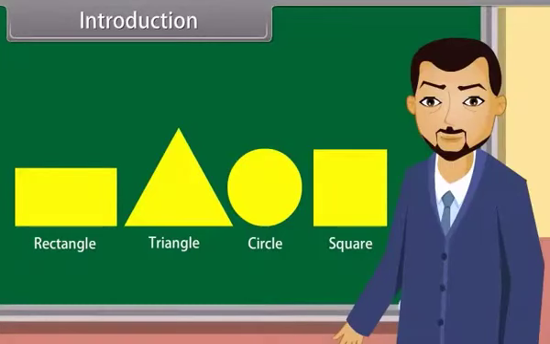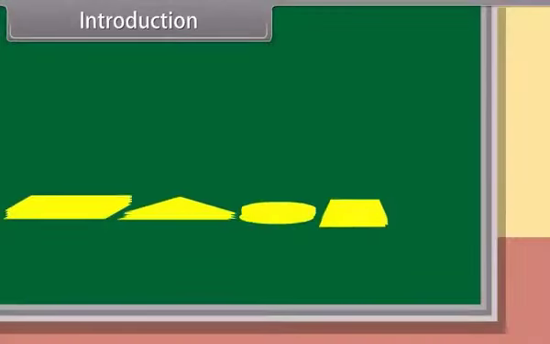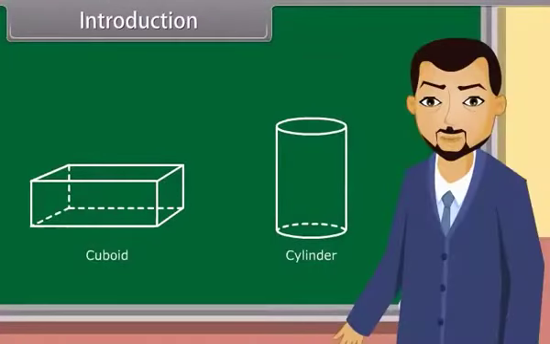You know that all these figures are plane figures. If we cut out these plane figures of the same shape and size from a cardboard sheet and stack them up in a vertical pile, we shall obtain some solid figures such as a cuboid, a cylinder, etc.